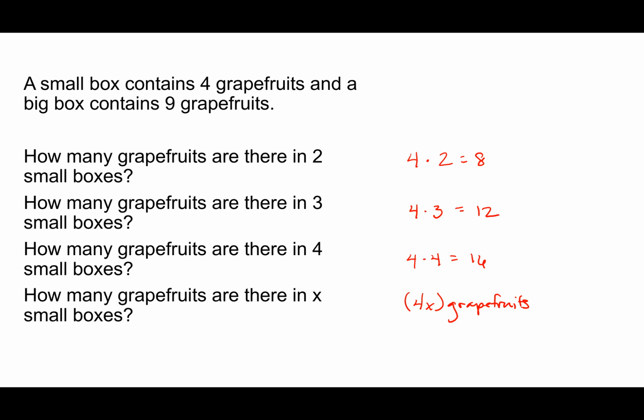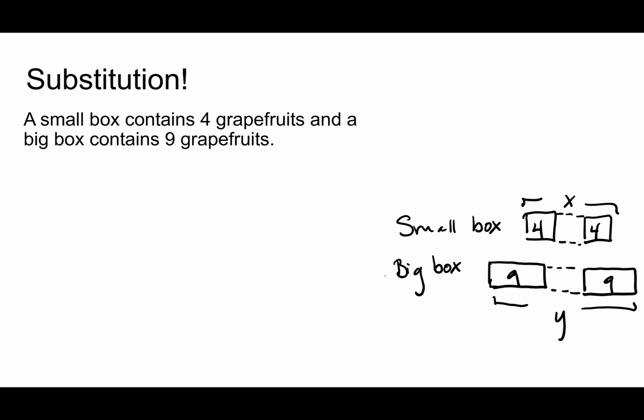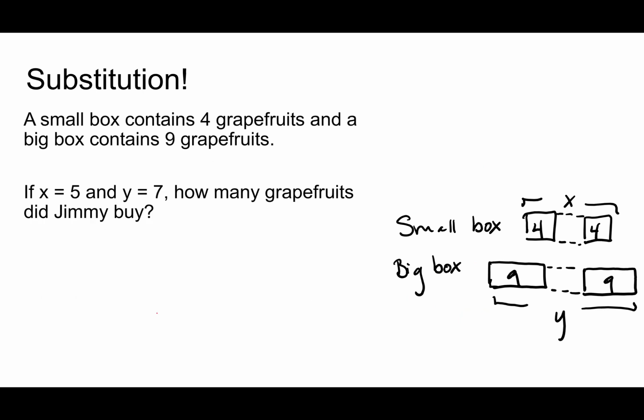All right, the next thing that we're going to do is substitute, and we're actually going to evaluate this expression where we have some numbers to plug in for X and Y. Okay, so same problem again. This time, X is going to equal 5 and Y is going to equal 7. And we're trying to find out how many grapefruits Jimmy bought altogether, okay?